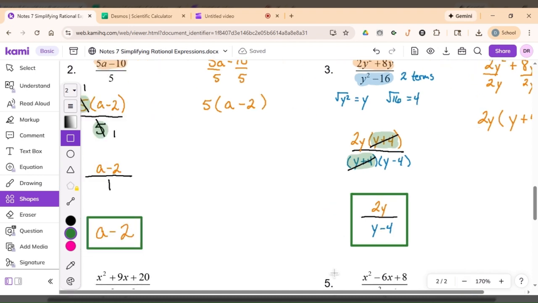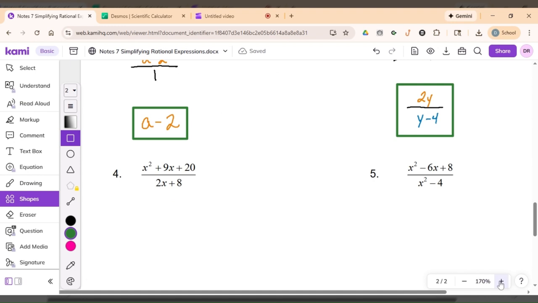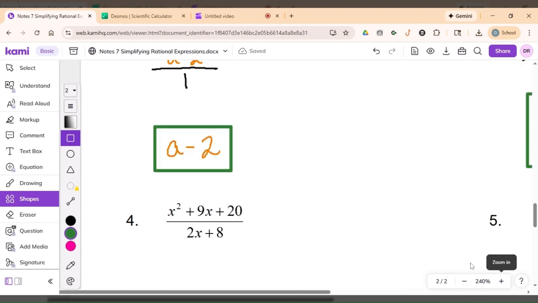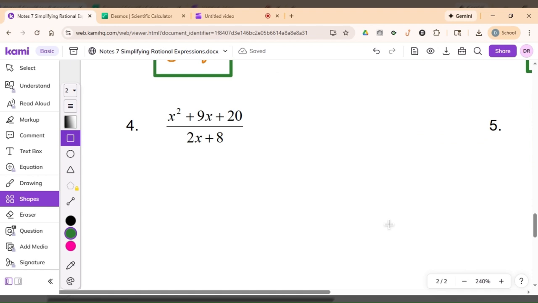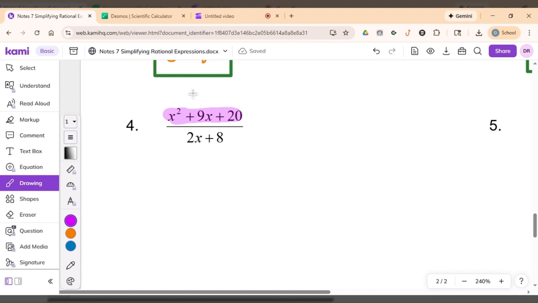Now, there's just different strategies. We have to keep looking at how many terms we have, and we're going to carry that into these last two, okay? So check out number 4 with me. We've got x squared plus 9x plus 20. That very first expression has 3 components, 3 terms, and we haven't dealt with that yet today. So let's talk about what to do with 3 terms.